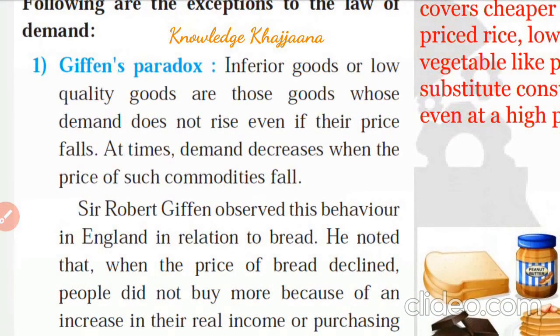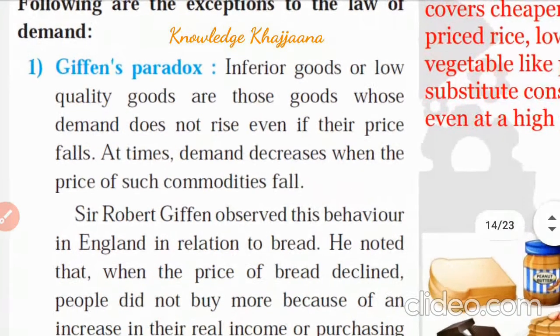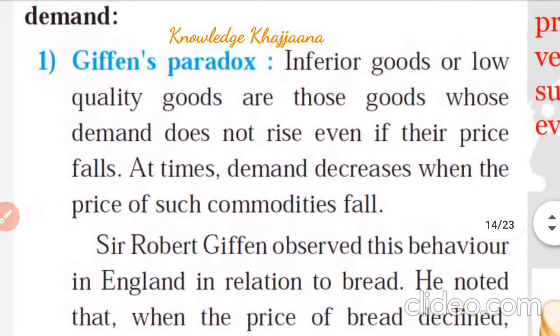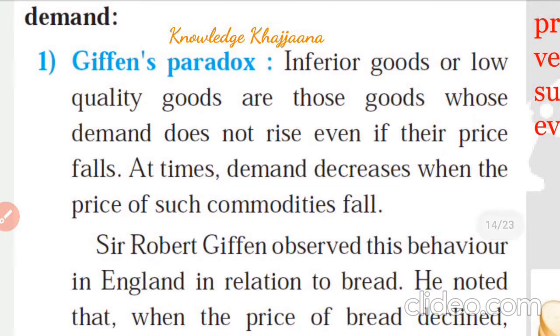And what is meant by paradox? See, paradox means contradictory, a contradiction to something. Okay, opposite to something, which is not equal or not following some rule, is called a paradox. This concept is called Giffen Paradox because Sir Robert Giffen introduced this contradiction to the law of demand. That's why it is known as Giffen Paradox.